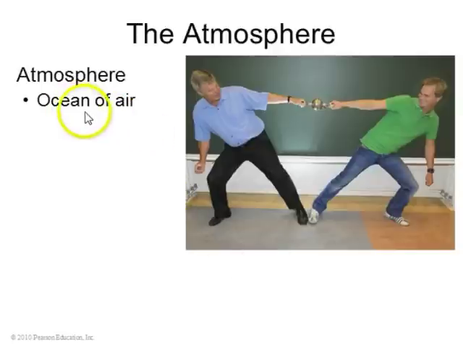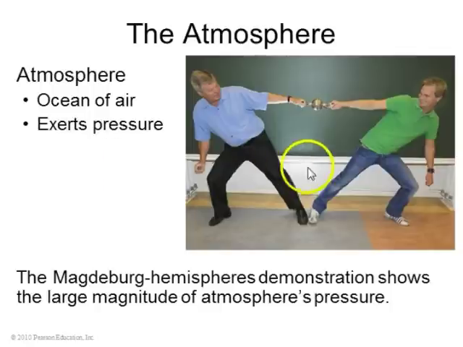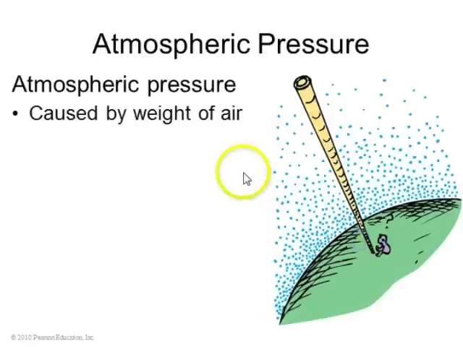So we are surrounded by an ocean of air, and this air exerts pressure. And these two little hemispheres are not glued together, but they're just pressed together and all the air has been pumped out. So these two guys are trying to pull them apart, but they can't. And the reason for that is that this ocean of air around us is pressing inwards on either side of this hemisphere and holding it together. So this just shows how much air pressure there is.